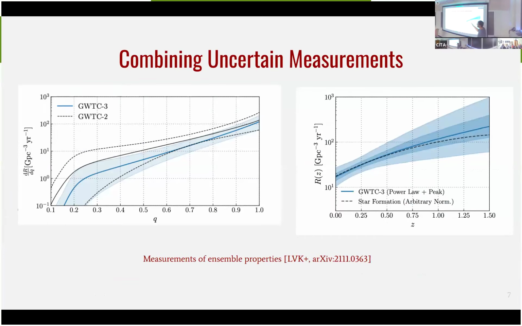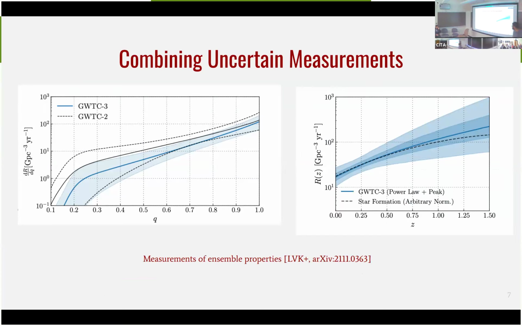You can ask the same questions for the distribution of mass ratio q. So q is just m2 over m1, the mass of the smaller black hole divided by the mass of the larger black hole. And as you can see, more black holes prefer being equal mass than unequal mass. The same question can be asked as to what the distribution of binaries is as a function of redshift. And you get something like this, which basically shows you that things are increasing as a function of redshift, roughly following star formation rate.